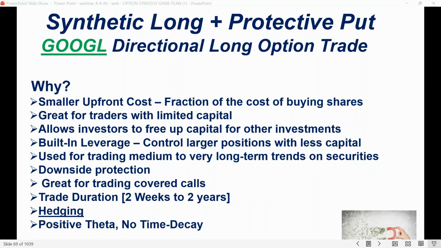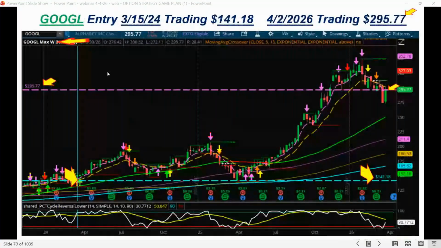So this is one that was set up on Google back on the 15th of March 2024. So Google, this was pretty cool. Google is trading down here at $141.18. All right, look at this. I mean, okay, so this is what's so cool about this type of trade in the right situation. Now, on Friday, Google went out at 295.77 right there. It had been up this high.